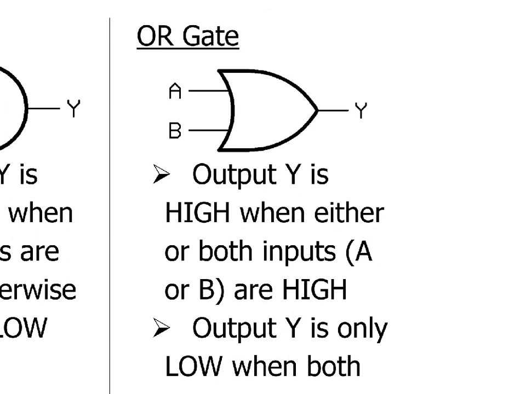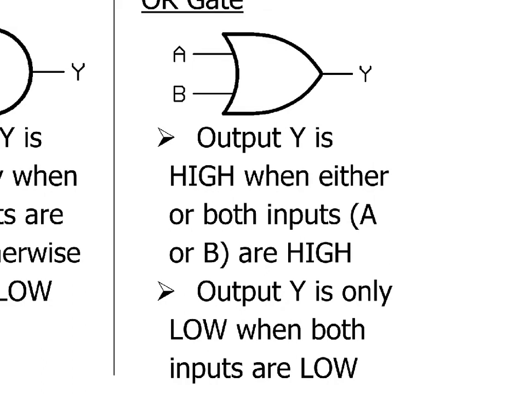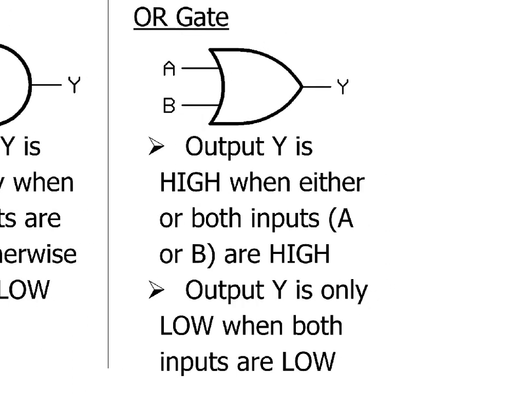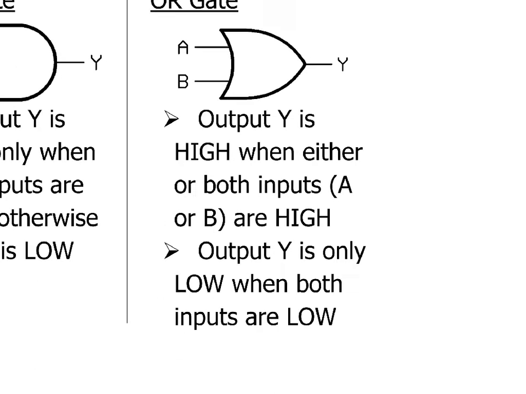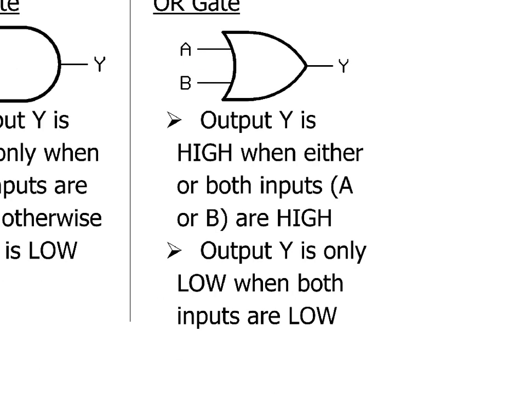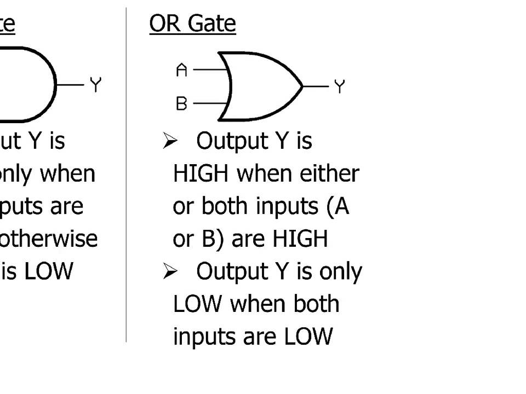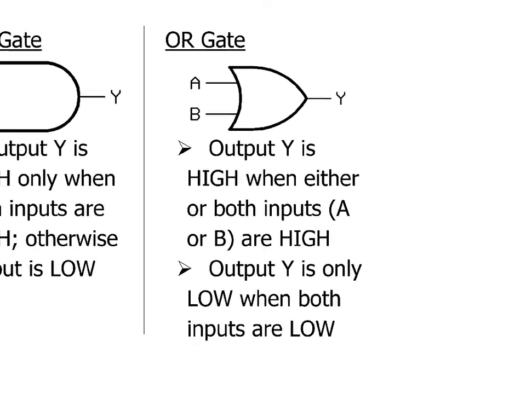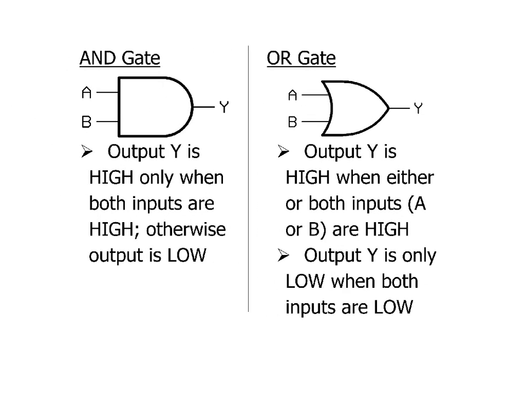All right. So in this case, output Y, you can see it right there, it's written out. The only time that output Y is low is when both of those inputs are low or off. So Y is only off when these are both off. Otherwise, Y is on. So that is your AND gate and your OR gate. And I'll just leave it there for a second so you can look at that information.